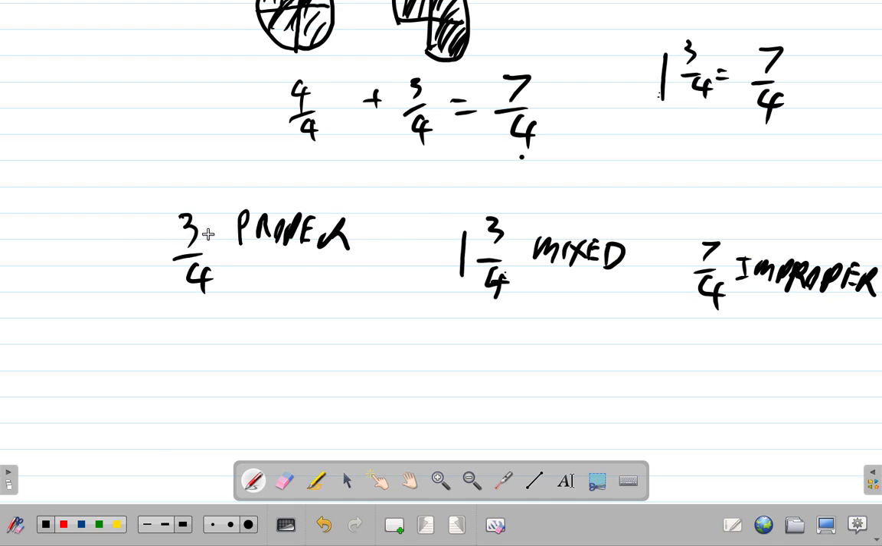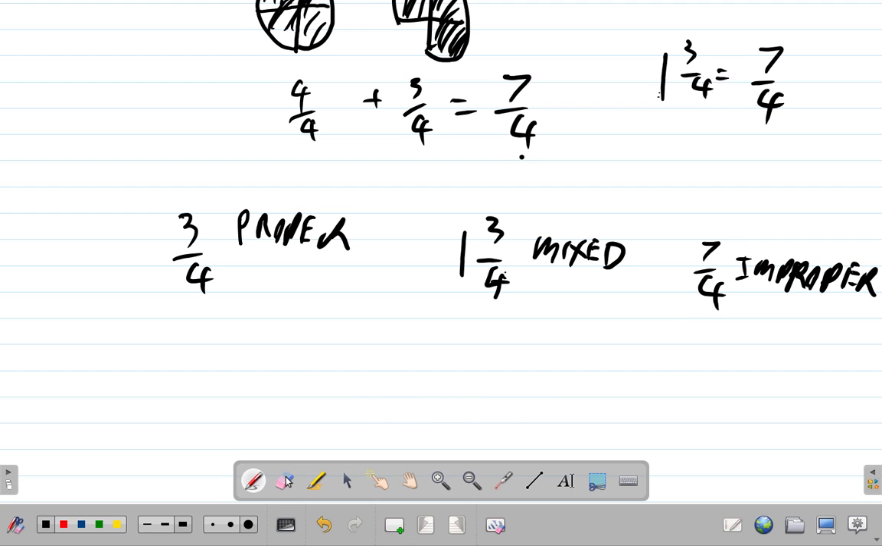And we have the proper fraction, where you have the numerator smaller than the denominator, top number smaller than bottom number. You have the mixed fraction, where you have a whole plus the fraction part, and then we have the improper fraction, where you have the numerator bigger than the denominator. Right?